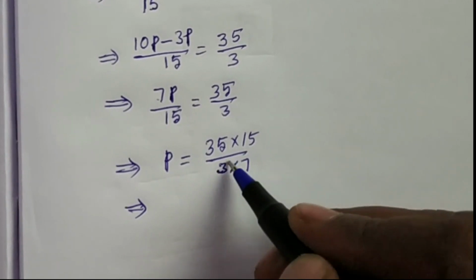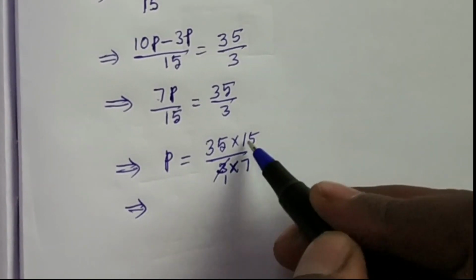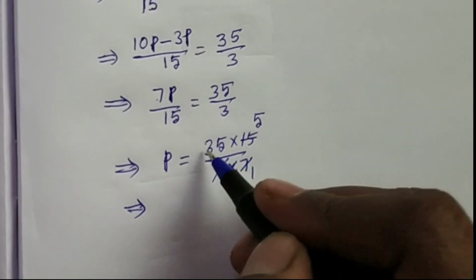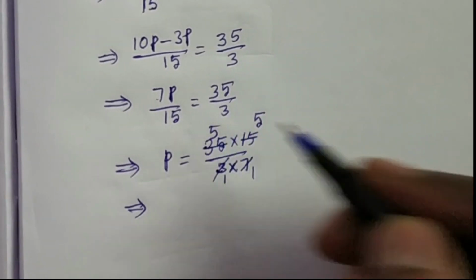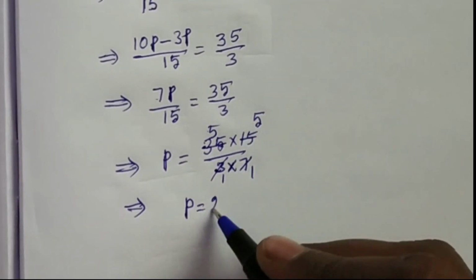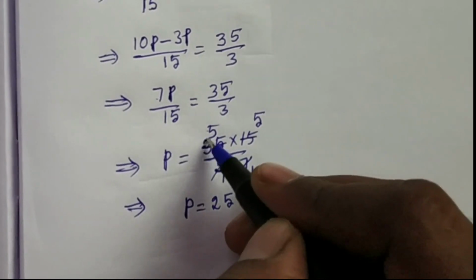This 3 in 15, 5 times will cancel. In 7, in 35, 5 times will cancel. So p is equals to 5 fives are 25.